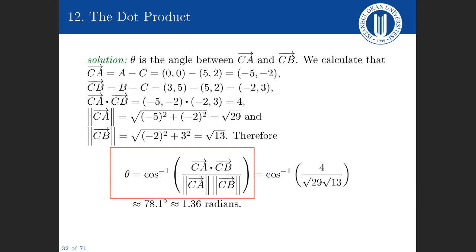After we have this information, we put these numbers into our formula. The angle that we want is inverse cosine of CA dot CB divided by norm of CA, norm of CB. And after we put the numbers in and calculate it, we get approximately 78.1 degrees.